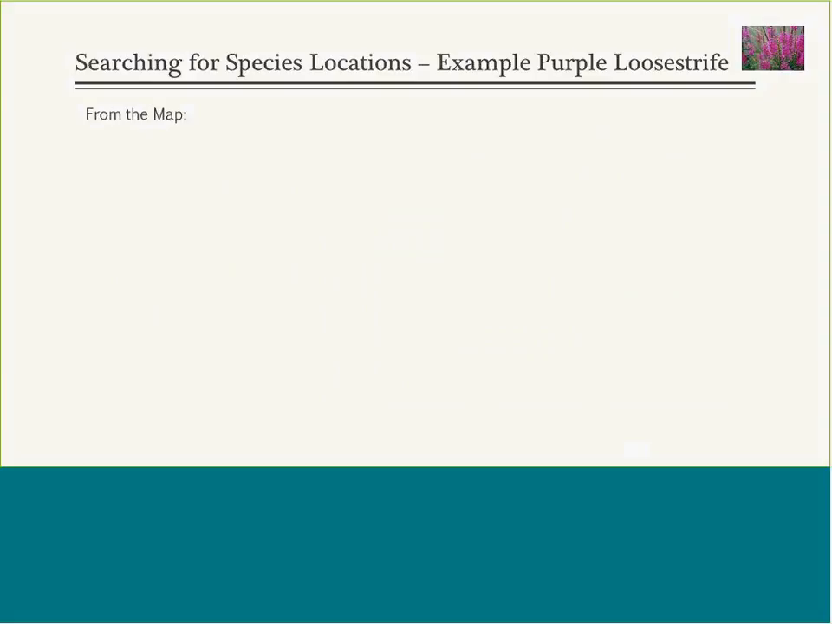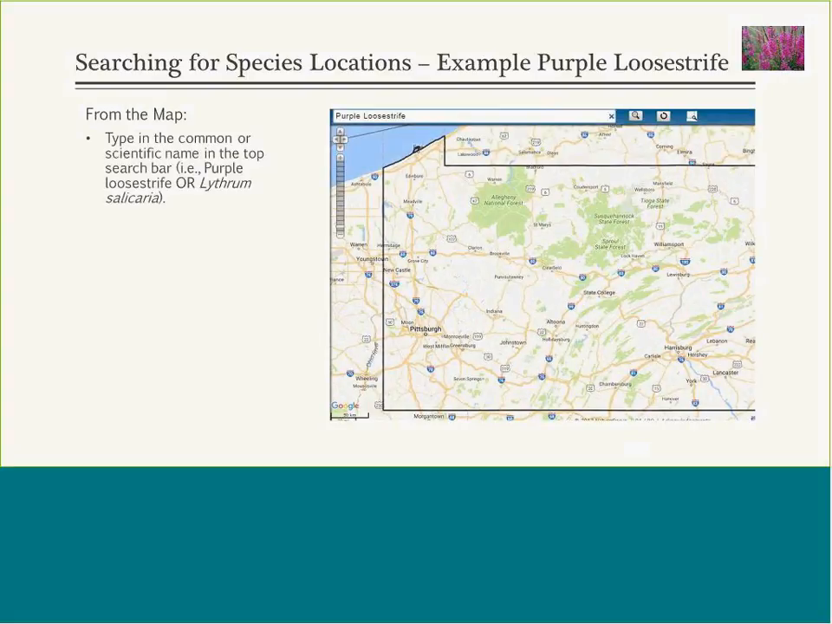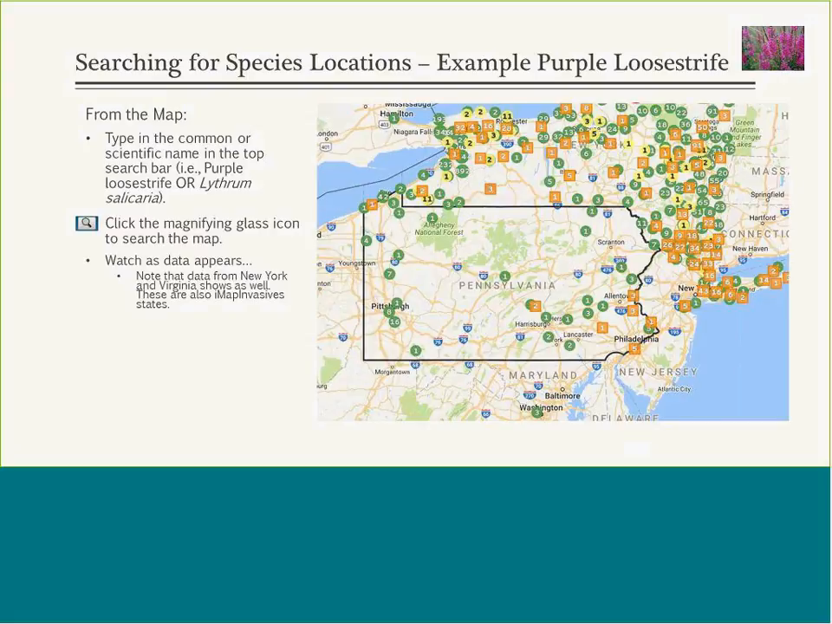So I do want to go through an example of how you would use the map to search for a specific species and the locations for that species. And my example is going to be using purple loosestrife. So from the map, you're going to type in that name, either the common name or the scientific name, in the top search bar. And right next to it, you're going to click on the magnifying glass. And that's going to allow you to search the map for what it is that you're looking for. And then once you do that, you're going to see that there's data that appears.